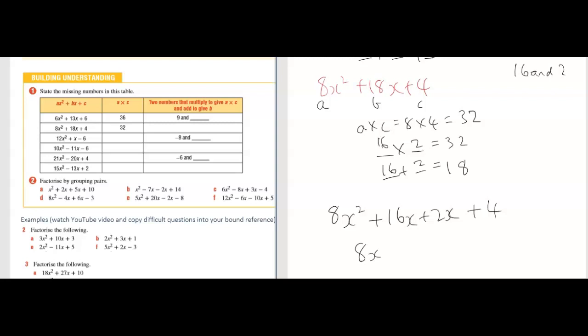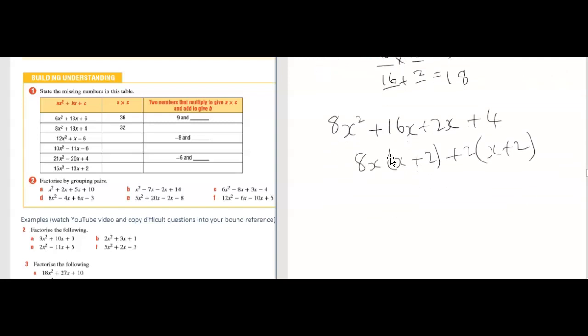So 8x is a common factor there. So we've got 8x times x gives you 8x squared, and then 8x times 2 gives you the 16x. The common factor for the next is 2, and then we're left with x plus 2. Okay, so let's just scroll. I'm just thinking off the top of my head here. It will work if you did have the 16x and the 2x around the other way. I'm pretty sure without doing it. Okay, and then we're just factorizing by grouping. So you got 8x plus 2 times x plus 2.